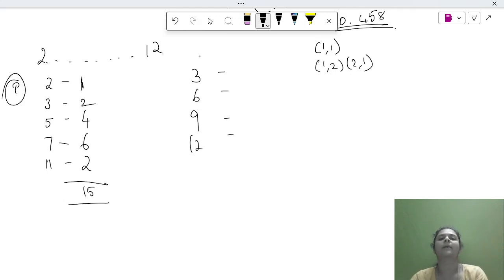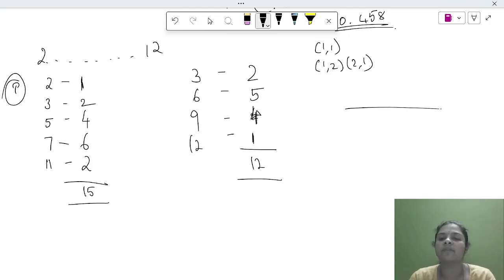Now, let's do it for multiples of 3. The total 3 has 2 outcomes. For 6, how many outcomes? 1, 5, 5, 1, 2, 4, 4, 2, 3, 3. So, there are totally 5 outcomes. For 9: 3, 6, 6, 3, 5, 4, 4, 5. So, there are 4 outcomes. And getting a total of 12, there is only one outcome which is 6, 6. Total is 2 plus 5, 7, plus 4, 11, plus 1, 12.